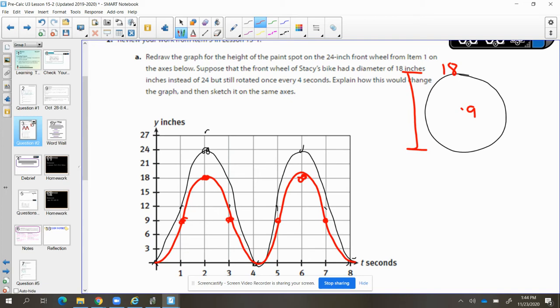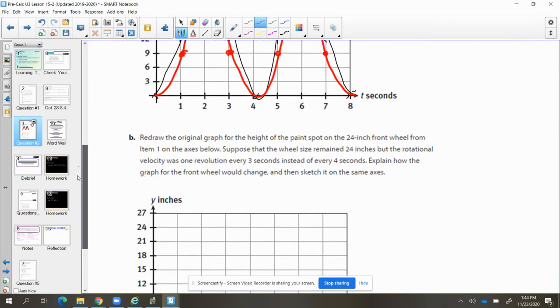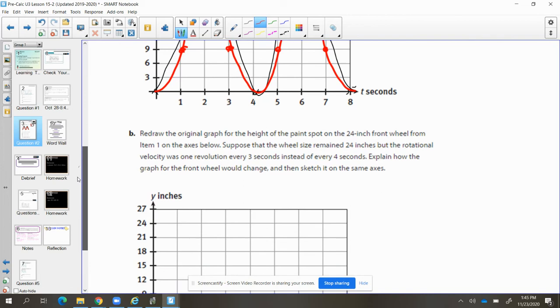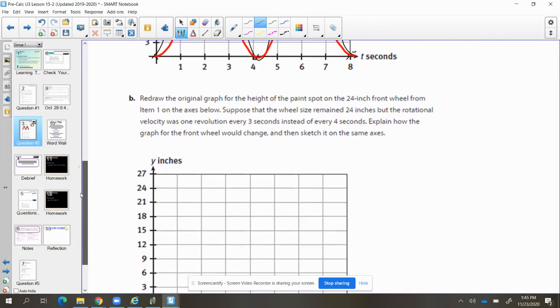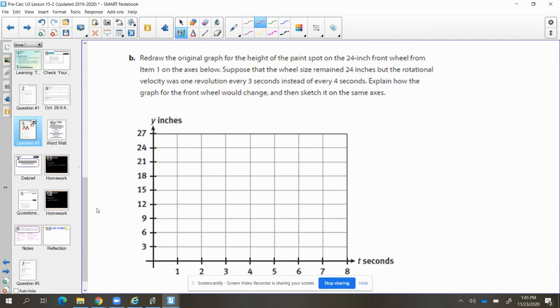Now the next piece, the bottom part of page 204, says that what we're going to do is change this so that instead of the wheel rotating every 4 seconds, it's now rotating every 3 seconds. So Stacy's pedaling a little bit faster. So she originally looked like this, but now she's going to repeat quicker.